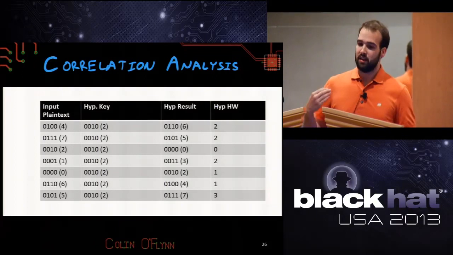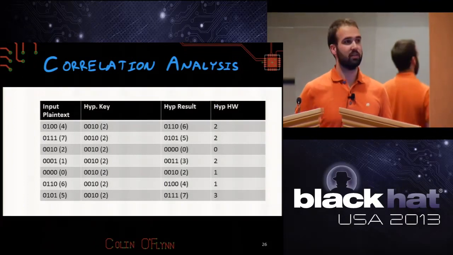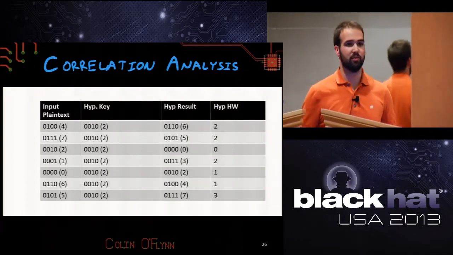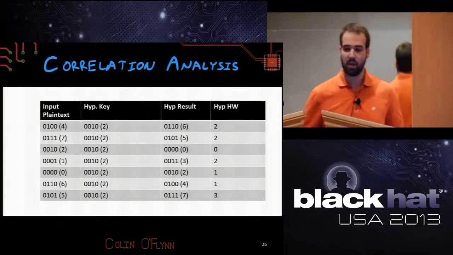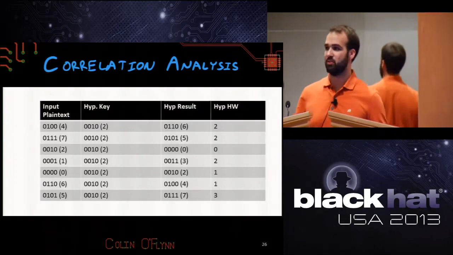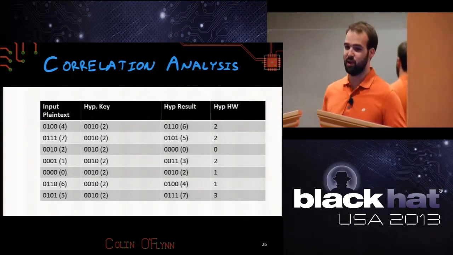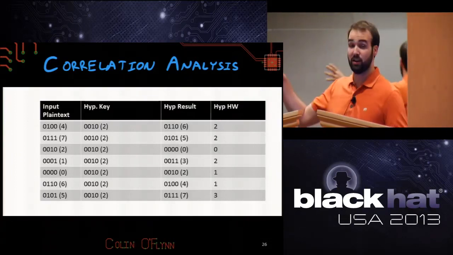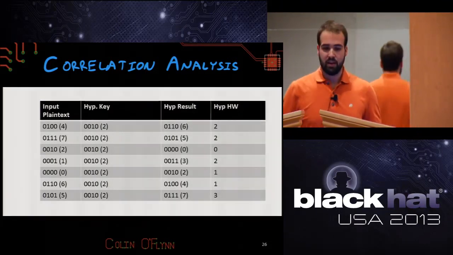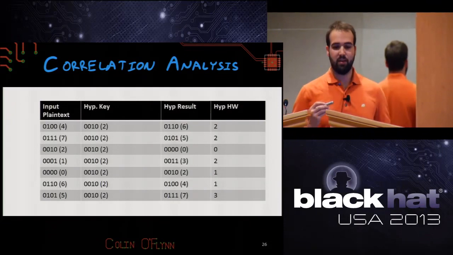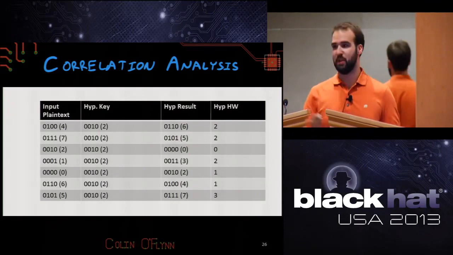Because if my hypothetical key was correct, I expect to see a correlation between the hypothetical Hamming weight and the measured power, which is related to the actual Hamming weight. For the wrong key guesses, I won't have this correlation and it'll just fade away. So then you just pick the one with the highest correlation and you repeat this for each of the bytes.